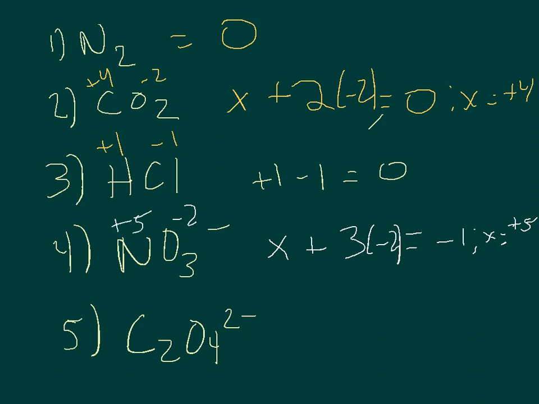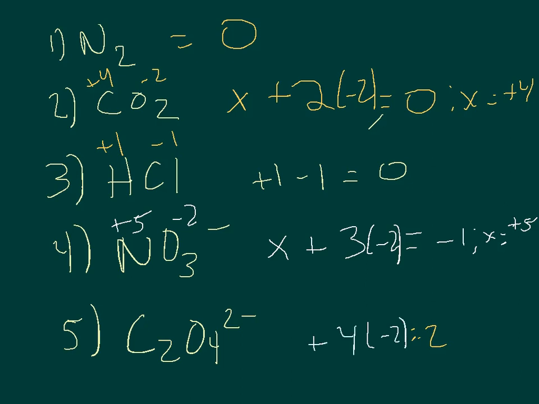That means that my oxygen carries a charge of -2, and to balance everything out, my nitrogen carries a charge of +5. And finally, we have the oxalate ion, C2O4. And in this case, the whole molecule is equal to -2. And my oxygen, again, carries a charge of -2. And I have 4 of them.